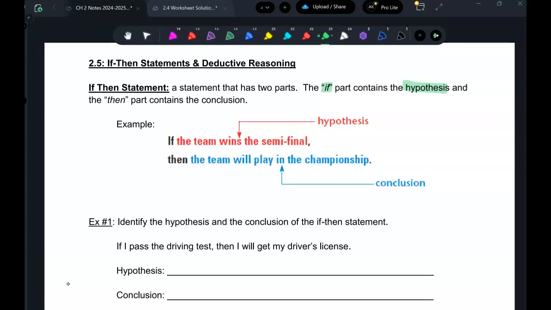Wait, what is it, an educated guess? Then is the conclusion. So we have a hypothesis and our conclusion. Here's an example. If the team wins the semifinal, so the team wins the semifinal, that's our hypothesis. So if this happens, what's our conclusion? The team will play in the championship.